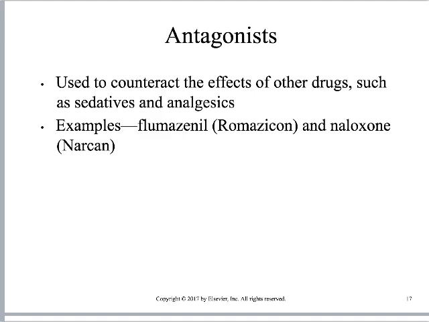All right, antagonists. So we said that these are used to counteract the effects of other drugs, such as sedatives and analgesics, right? Narcan's probably the big one, right? That's the final pill that you get to take after the Skittle party, right? Is Narcan. Well, it won't be in a pill form. It won't be pleasant. But it's basically there to counteract the effects of those other drugs.